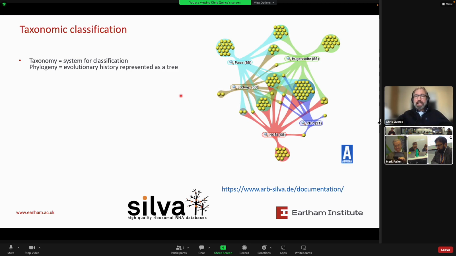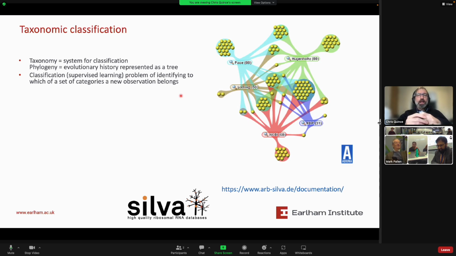A taxonomy is a labeling scheme. For labelling nodes in a taxonomy. Pardon? For labelling nodes in a taxonomy, in a phylogeny, I mean. Okay. Anyway, we're getting off topic.